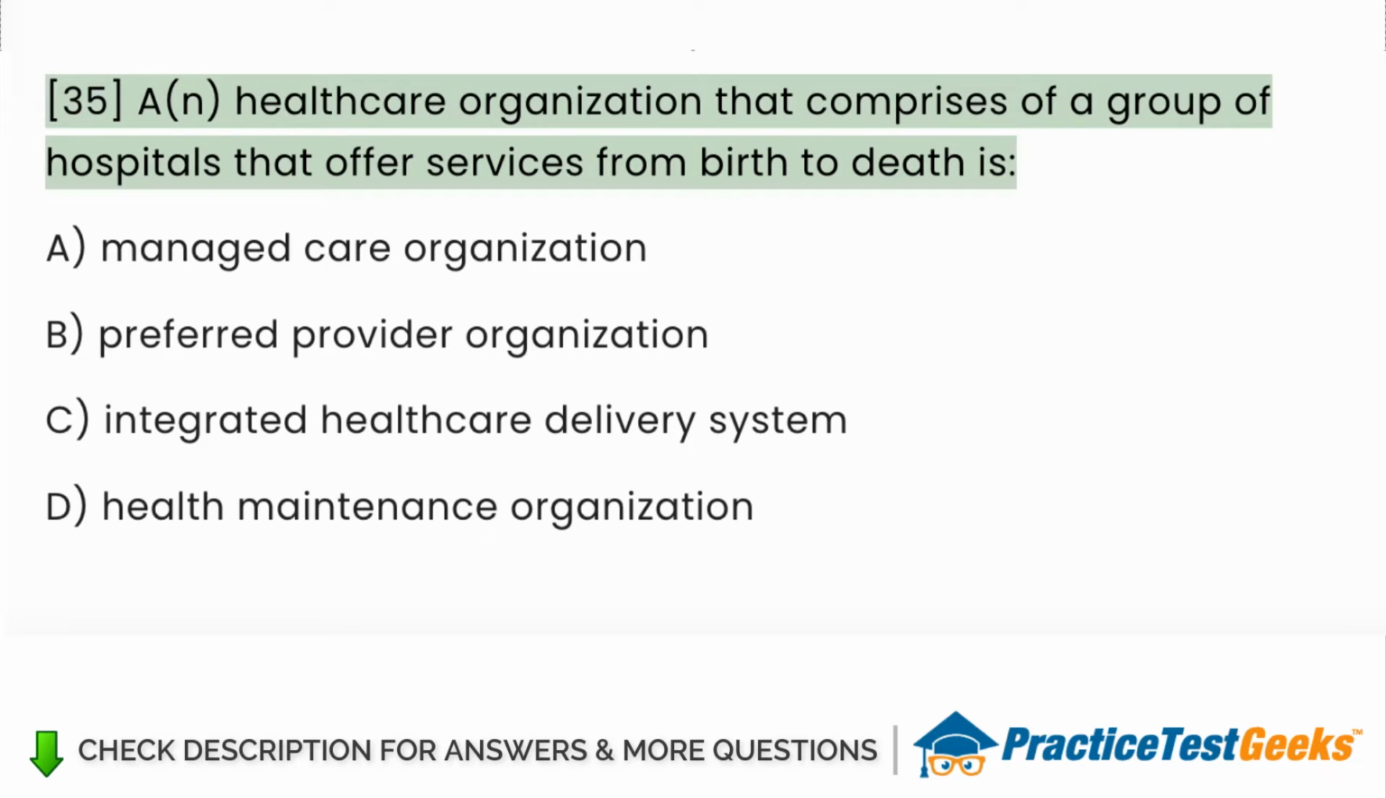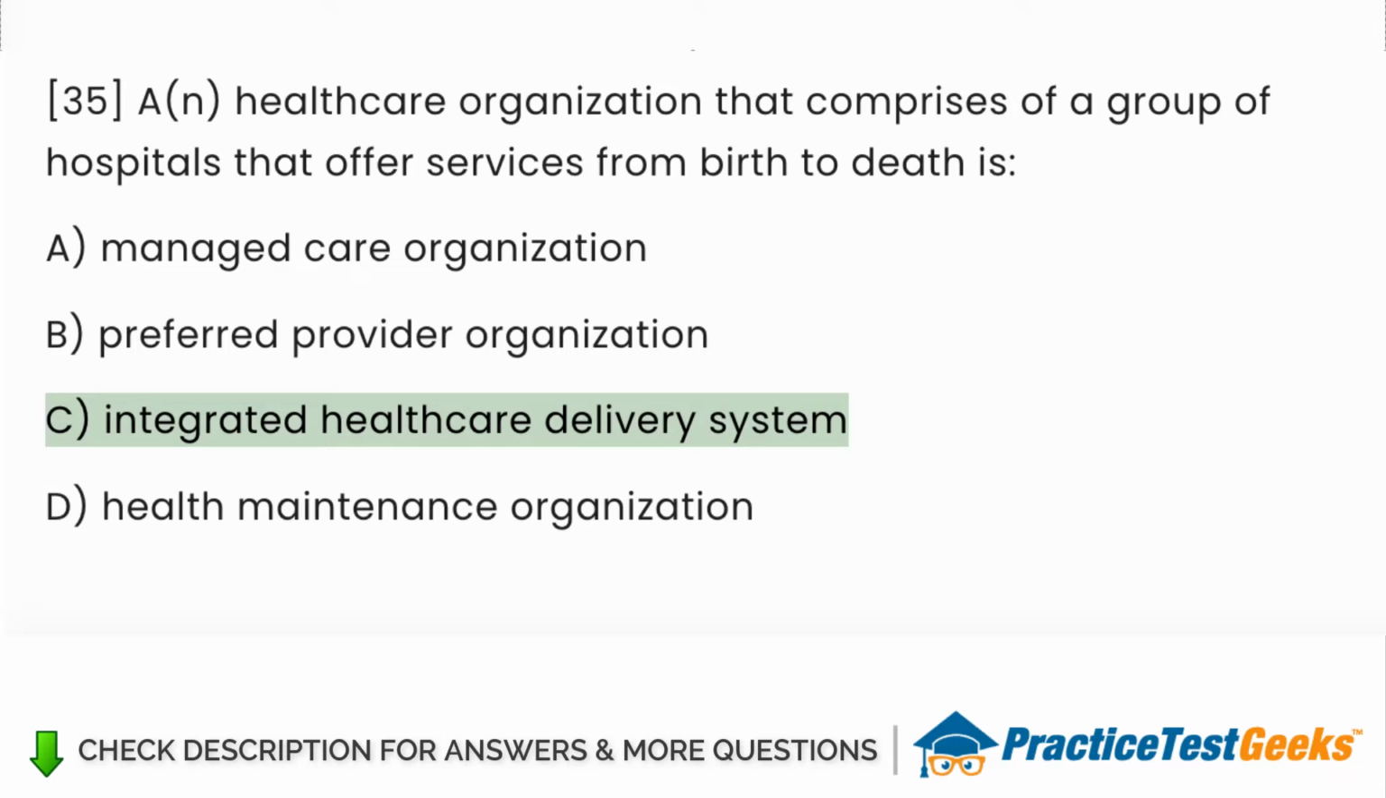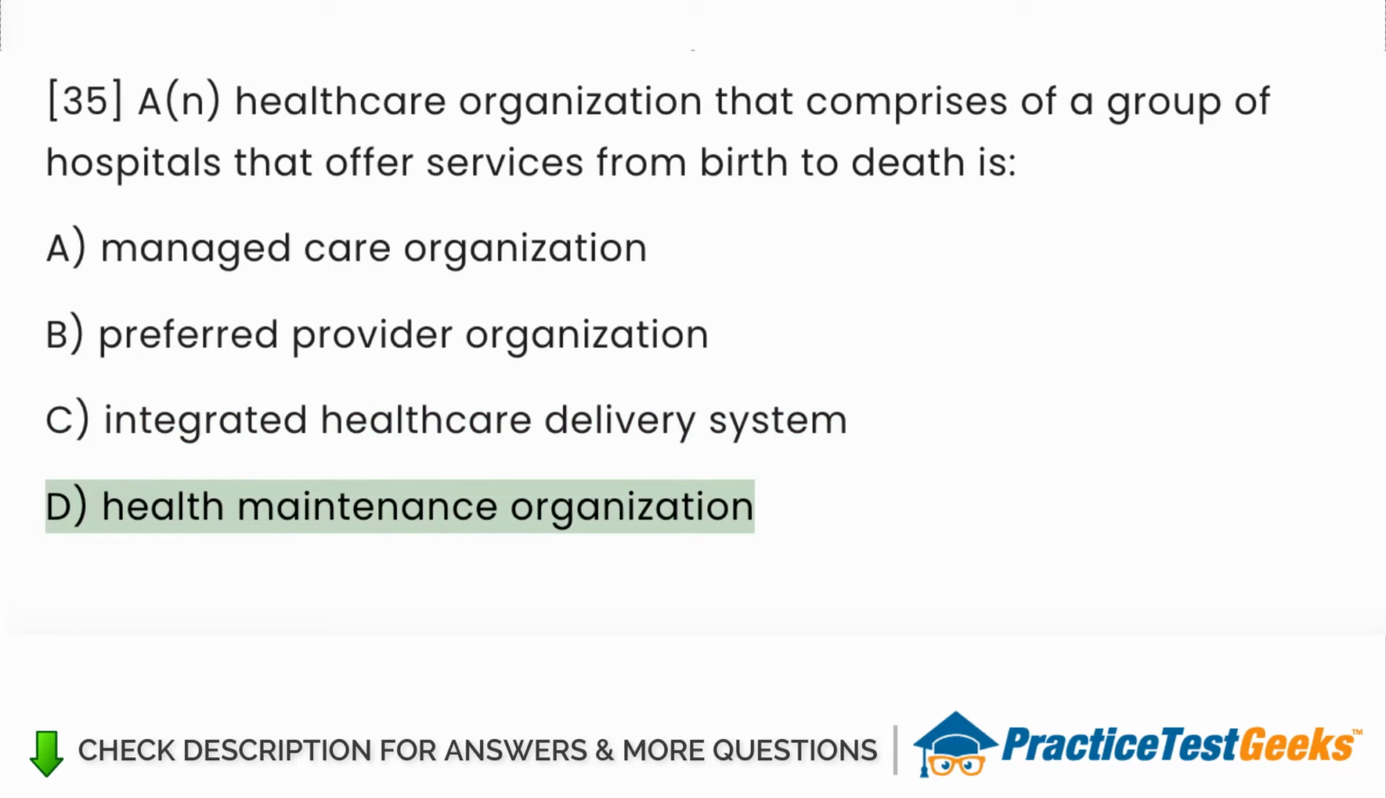A healthcare organization that comprises a group of hospitals that offer services from birth to death is A. Managed care organization. B. Preferred provider organization. C. Integrated healthcare delivery system. D. Health maintenance organization.